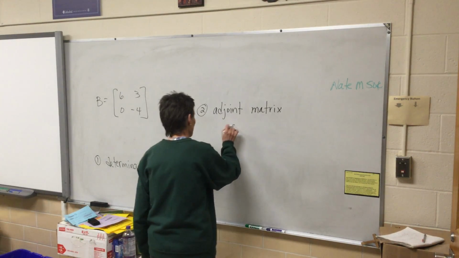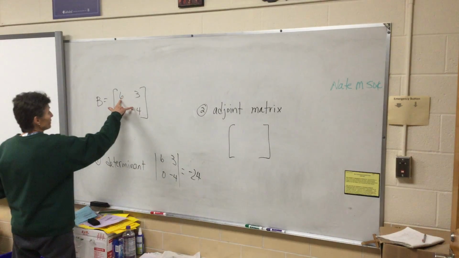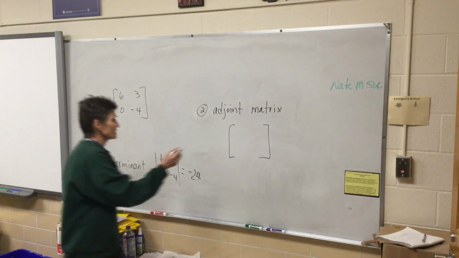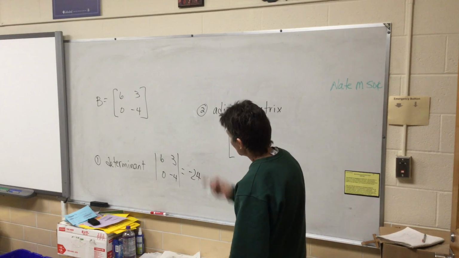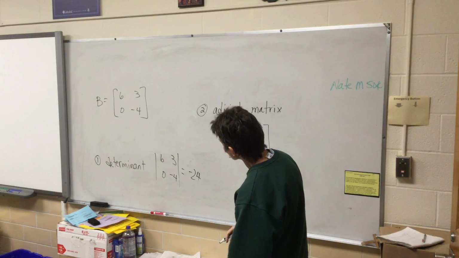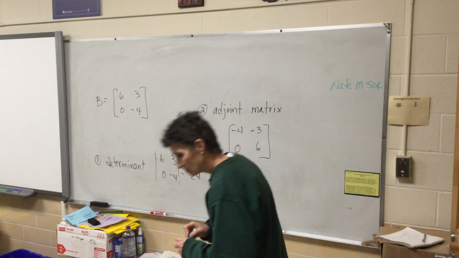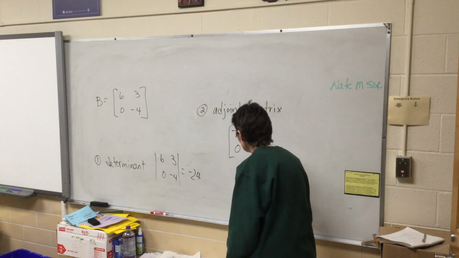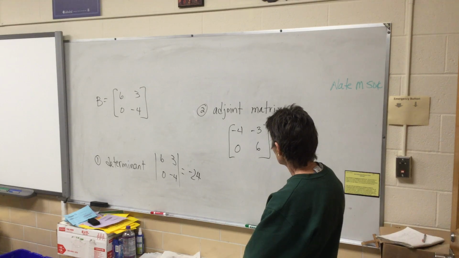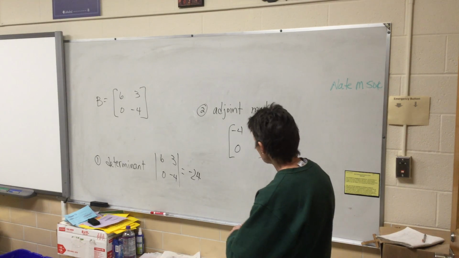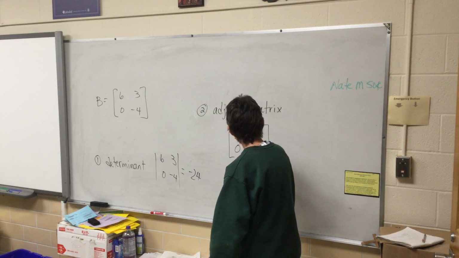All right, let's build our adjoint then. Remember where my fingers are, flip-flop. So this is going to be negative 4 and 6. Now 0 just stays 0. You can't really change its sign. But that 3 becomes negative. All right. Now, we've got both pieces of the puzzle, so now we're going to divide everything by negative 24.